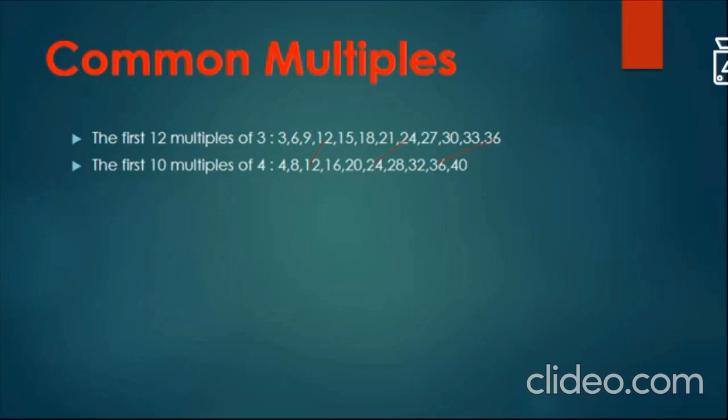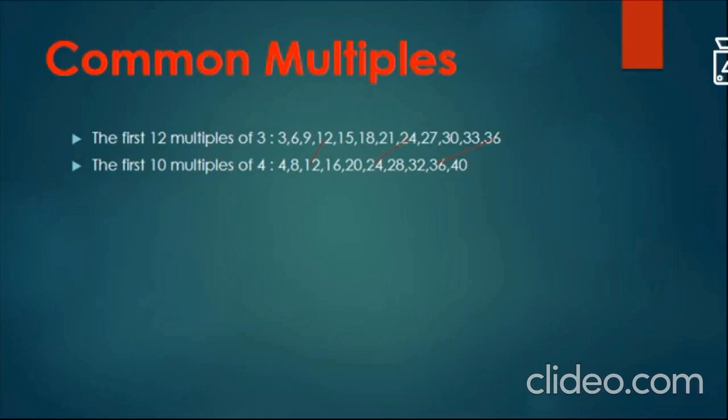In these, you can see there are some multiples which are in both the multiplication table of 3 and 4. Here 12 is a multiple of 3 as well as 4. 24 is a multiple of 3 as well as 4. And 36 is also a multiple of 3 and 4.